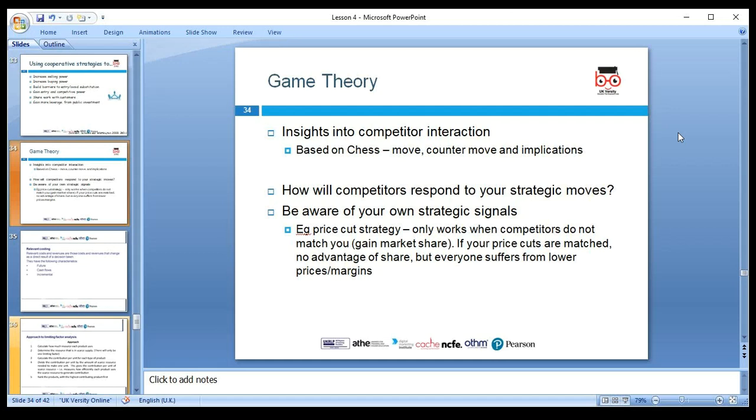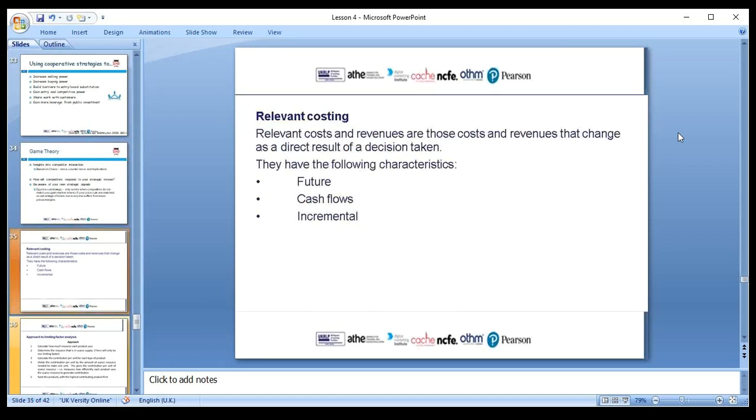Game theory is about competitor interaction based on chess: move and countermove. We always look at what we will do when they do something. We need to change accordingly, because we can't just sit; we have to move. So that's the game. Relevant costing: relevant costs in the revenue chain are the direct result of the decision taken. So we need to think about that.